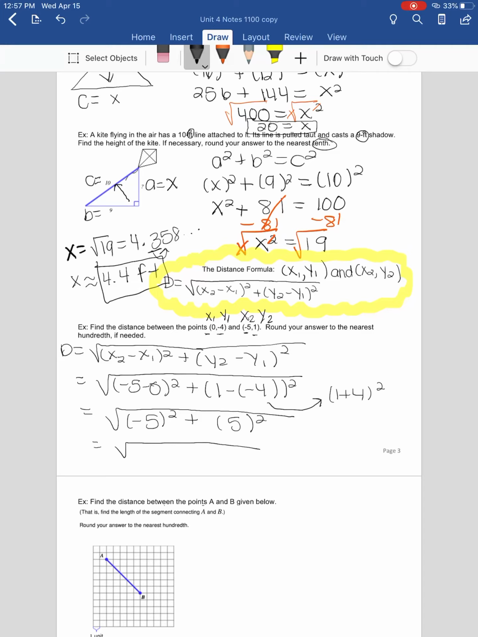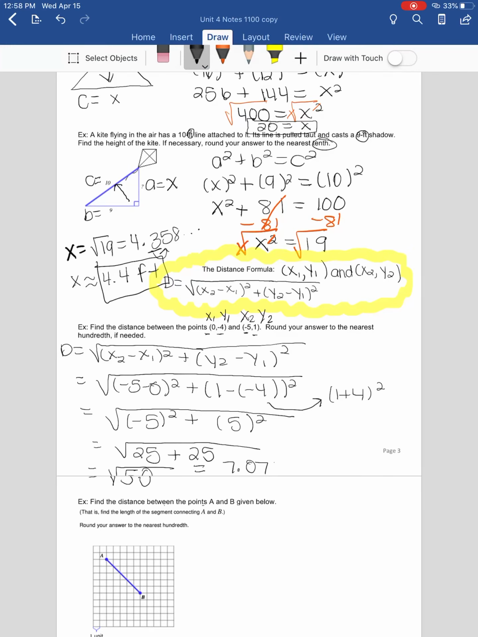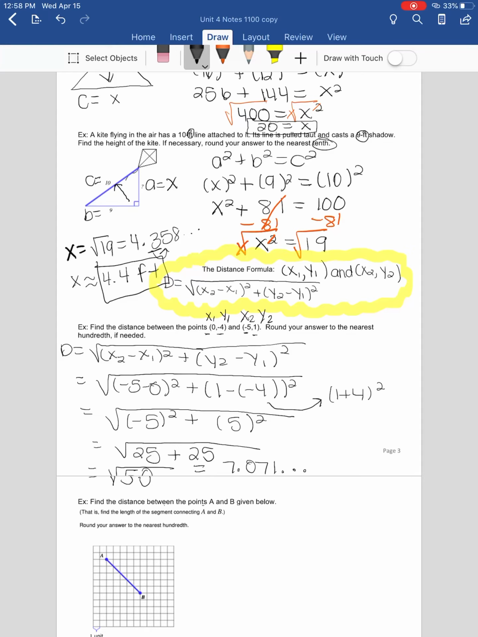So the square root, -5 squared. Make sure whenever you put it in your calculator, you have to put those parentheses. So -5 times -5 is +25, plus 5 squared, +5 times +5 is also 25. 25 plus 25 will give us the square root of 50. So in our calculators, putting in the square root of 50, we get 7.071, blah, blah, blah. Rounding to the nearest hundredth, so that means 2 decimal places.